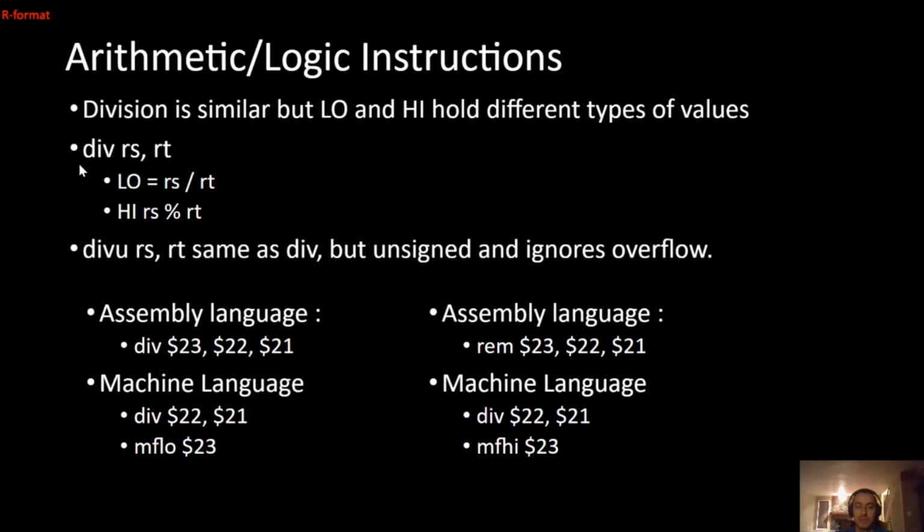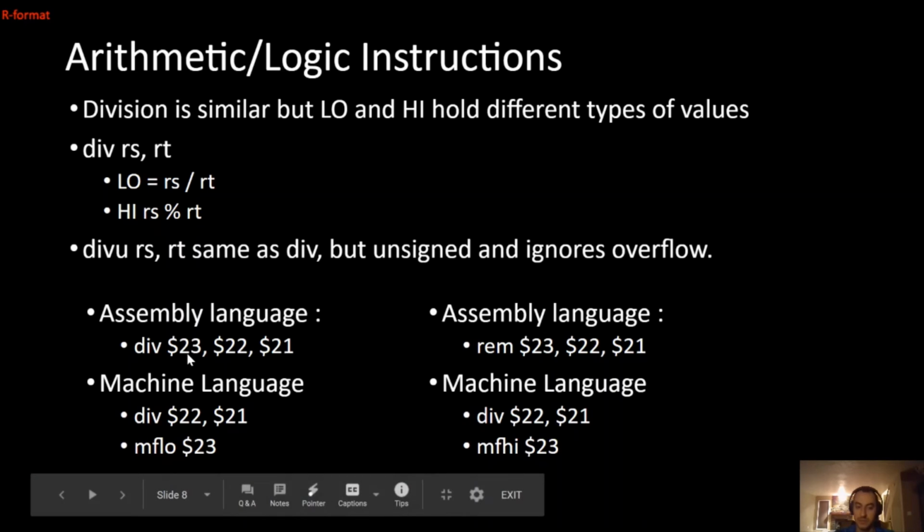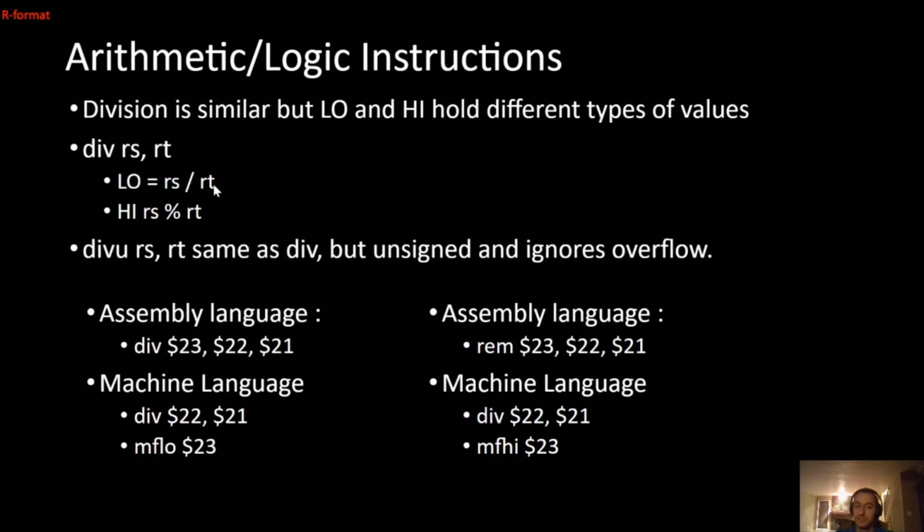Here we are seeing a basic divide that we've seen before. We are dividing register 22 by register 21, and then the answer is being saved in 23. When it's converted to machine language, we actually have this division with two registers only, and we are getting the answer from the low register, which is holding the division result.